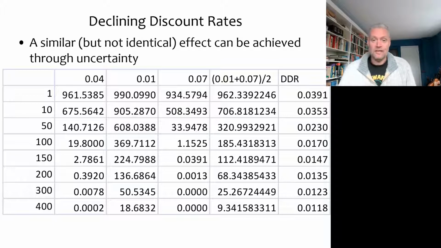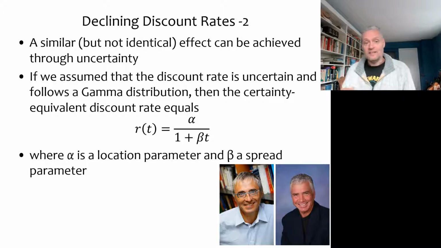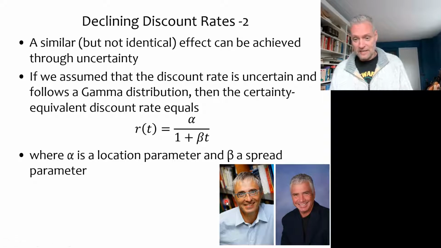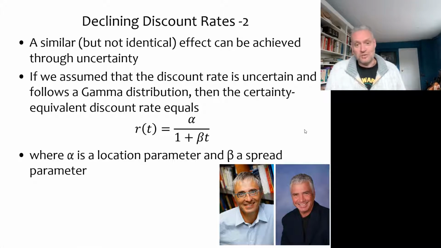So that is the intuition. Now, this was derived by the two guys you see here. The disagreement argument was done by Christian Gollier. The uncertainty argument was done by Marty Weitzman. Weitzman also showed that if you actually make assumptions about the distribution of the uncertainty about the discount rate, particularly if you assume that that follows a gamma distribution, then you have a nice closed form for that declining discount rate that looks as follows.